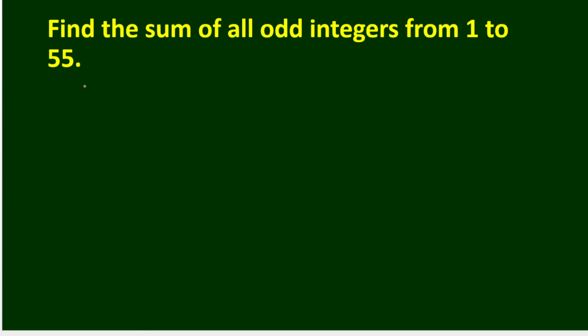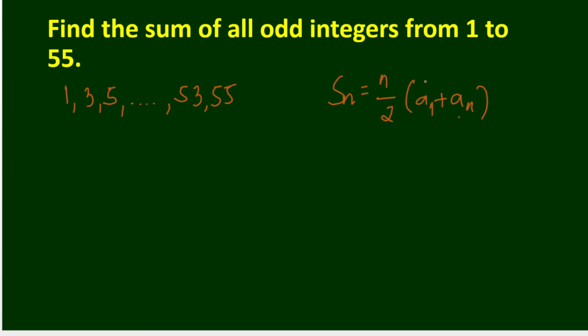So, we have here, ang una nating term will be 1, tapos susunod is 3, susunod is 5, and so on hanggang sa 53, hanggang kay 55. So, we have S of n is equal to n over 2 times a sub 1 plus a sub n. So, meron na tayong a sub 1 which is 1. Meron na rin tayong a sub n which is 55.